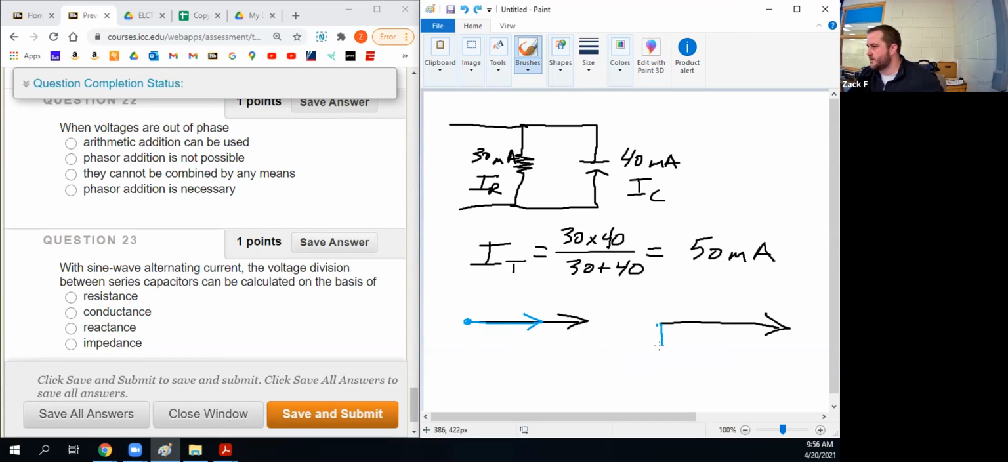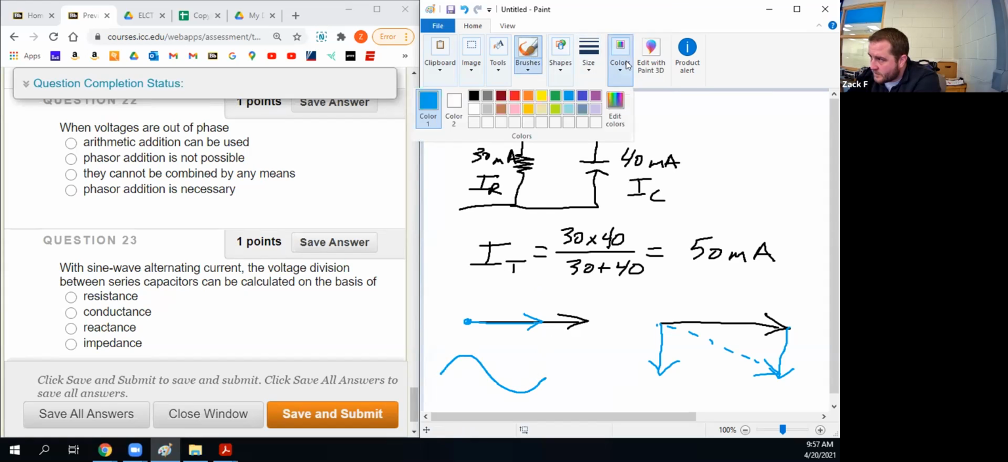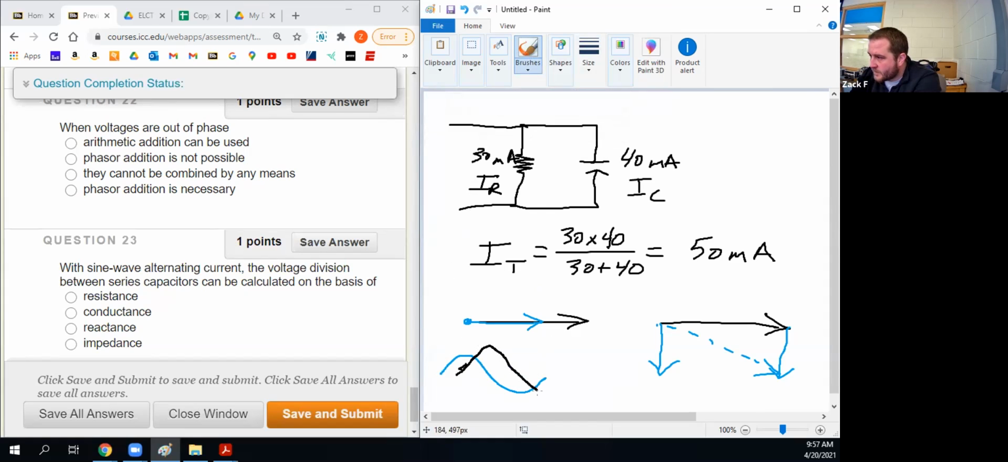Should draw it like this, so it's 90 degrees. Easier example. If they're out of phase, we have to use this tip to tail method. Your total is this dotted line. On a sine wave, here's what it looks like. Small voltage. Big voltage. But they're out of phase. To add those up, we use this tip to tail method and we find this total right here.